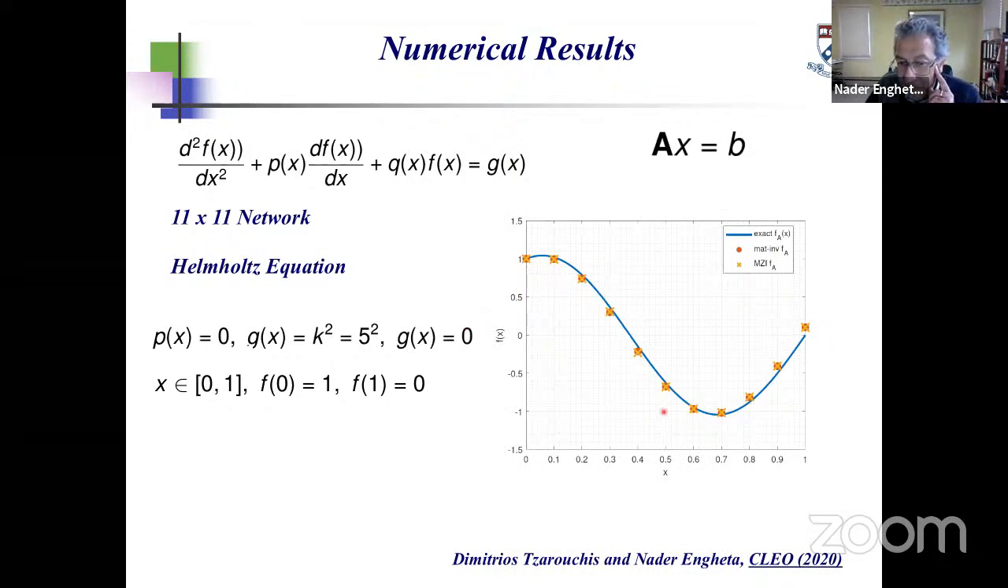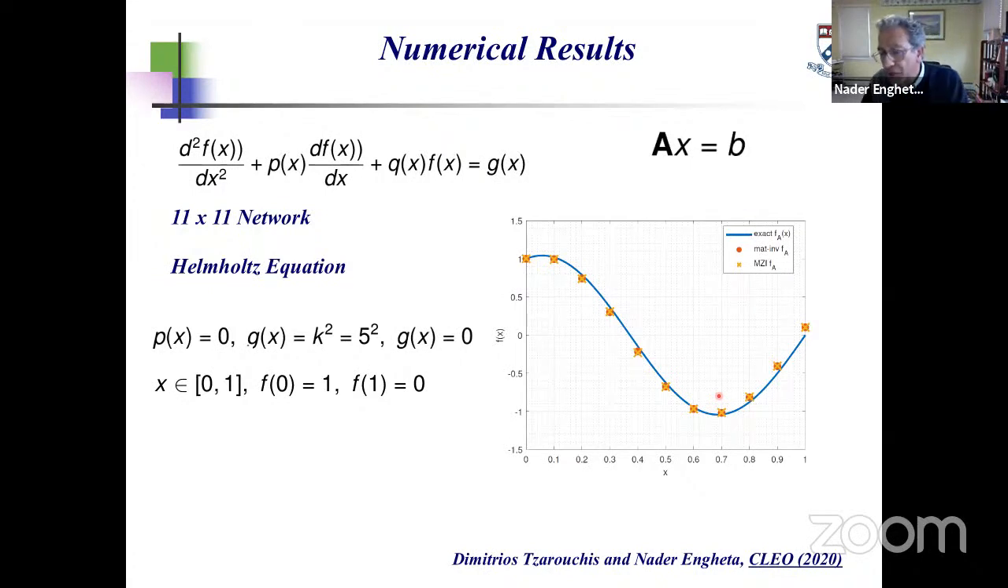So here's a comparison of three results. One is the exact result that we expect from this equation, which of course is very well known to all of us, the solution to the Helmholtz equation. The red dot is if you use MATLAB matrix inversion and find what the solution should be. And the cross is the simulation result from our collection of MZI. You notice that that collection of MZI nicely gives us the solution to that Helmholtz equation.